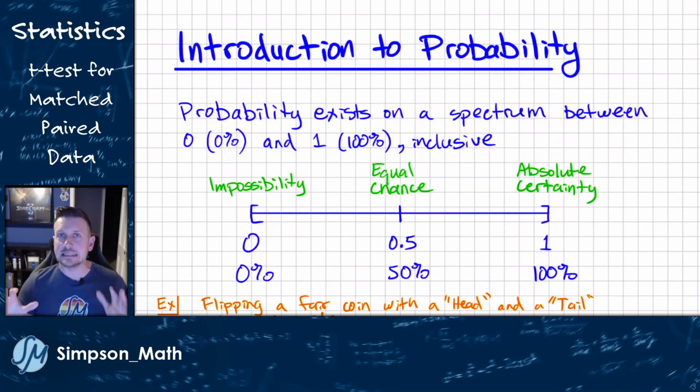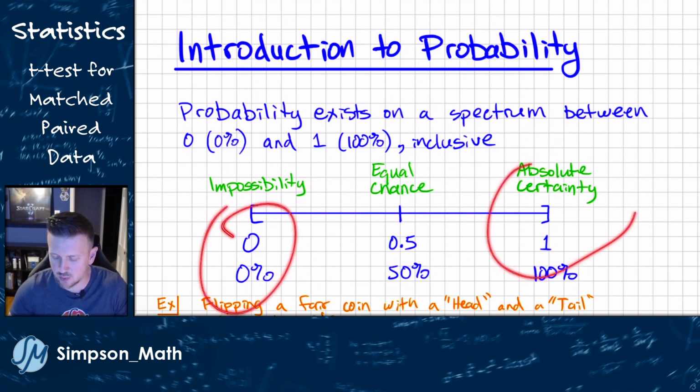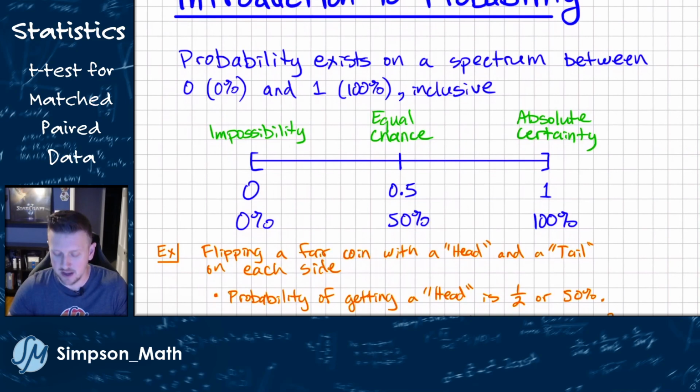Probability exists on a spectrum between 0% and 100%, or 0 and 1. When I work probability, we often do math at the proportion level, so between 0 and 1, but I often will communicate it as a percentage. Of course, report it as your instructor sees fit. So it exists on a spectrum between 0% and 100%, or 0 and 1.